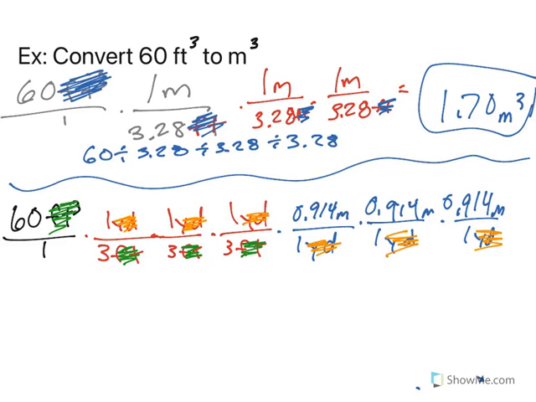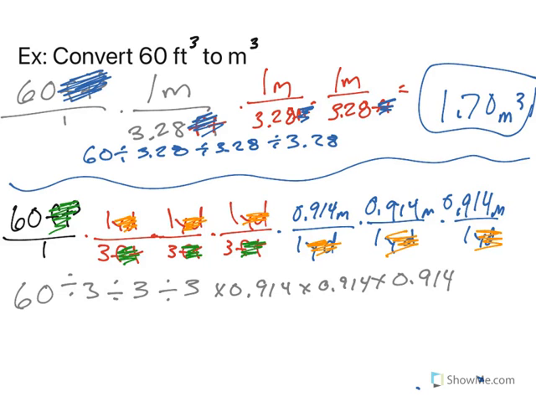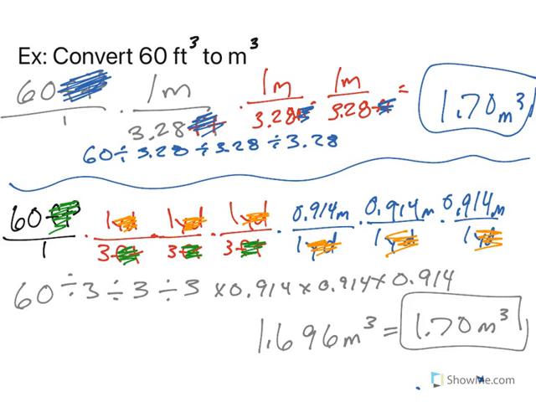So now, check out this math. 60 divided by 3, divided by 3, divided by 3. Then we multiply by 0.914 times 0.914 times 0.914. And when you do all that business, you get 1.696 cubic meters. And if you round that to the nearest hundredth, you get 1.70 cubic meters.